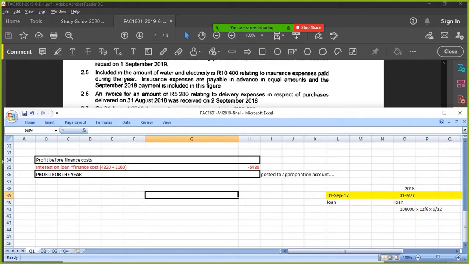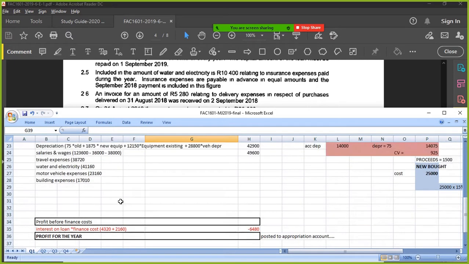All right, 2.5. Included in the amount of water and electricity is 10,400 relating to insurance expenses paid during the year. That you have to show separately. You can't show two expenses grouped as one. Okay, so you have to take out the 10,400. You have to show that as insurance, 10,400.